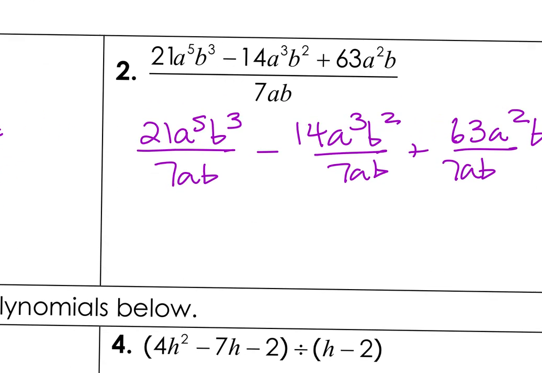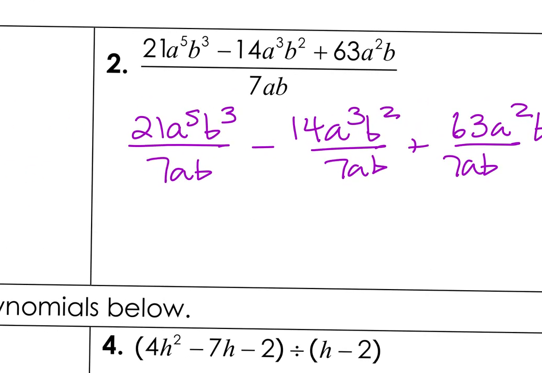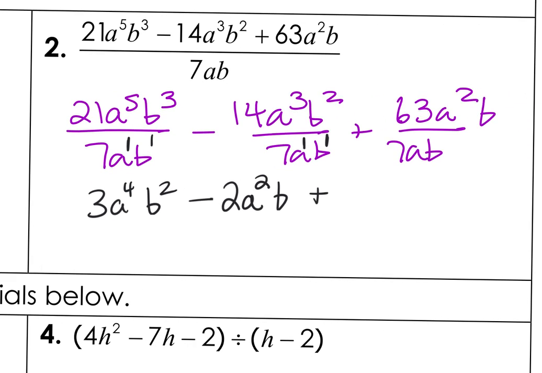Jake, what's 21 divided by 7? What's 8 to the 5th over 8 to the 1? And b to the 3rd over b to the 1. Okay. Landon, 14 over 7. Okay. A to the 3rd over a to the 1. B squared. And b squared over b to the 1. B. Andrew, 63 divided by 7.